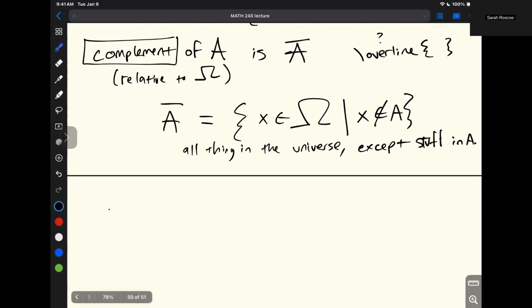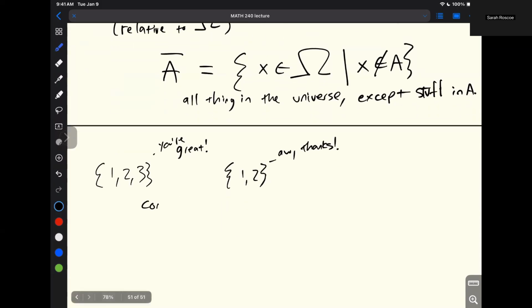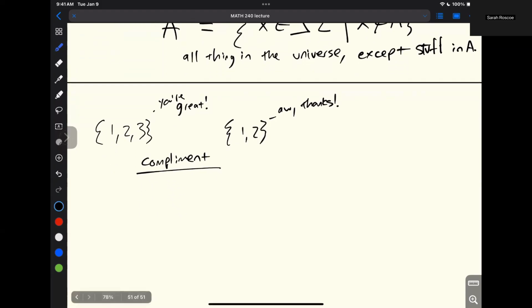Note that it's not a complement with an I, it's complement with an E. Complement with an E means everything except the thing in this set. Complement with an I means that they're really nice to each other.